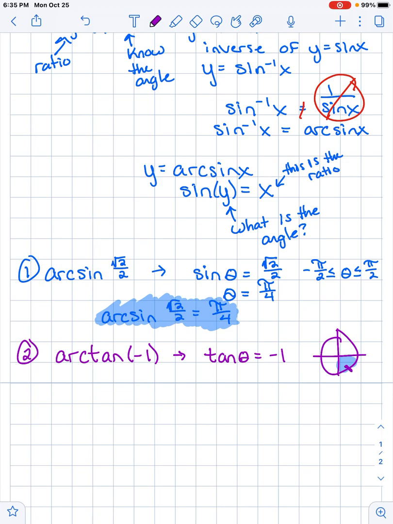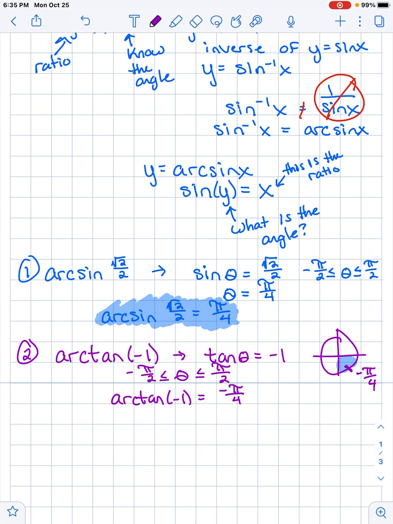The difference here is that we're at -1, and keep in mind what the domain is. The domain restriction for this angle is between negative pi over 2 and positive pi over 2. So in this case, our angle is negative pi over 4. So the arc tangent of -1 is negative pi over 4.